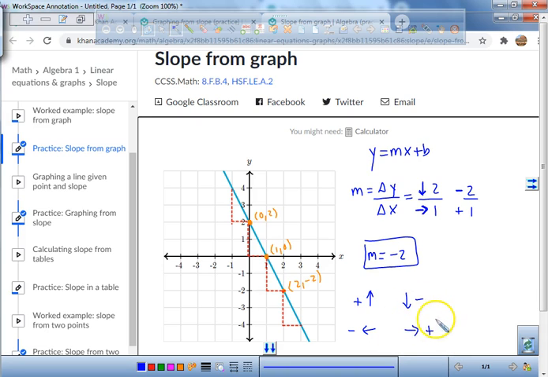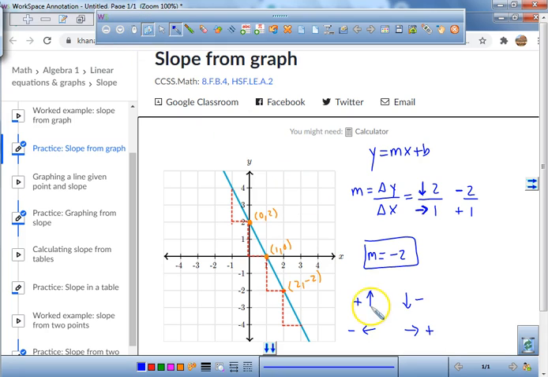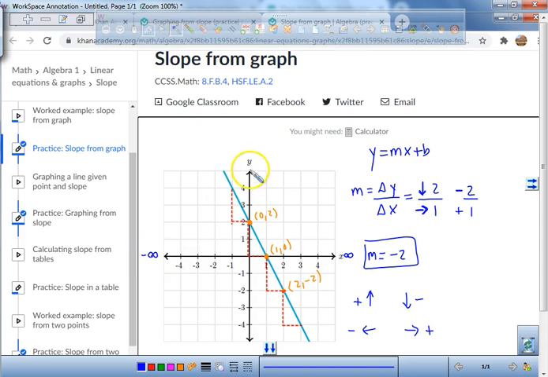So that's something you could write down in your journal to help you know what direction is what. Up is positive, down is negative. To the left is negative, to the right is positive. So think of it this way. Here it's going to positive infinity, here it's going to negative infinity. Up here it's going to positive infinity, down here it's going to negative infinity.